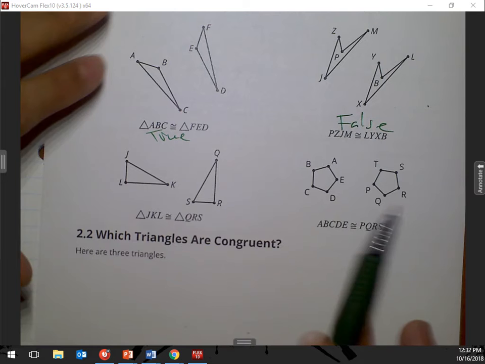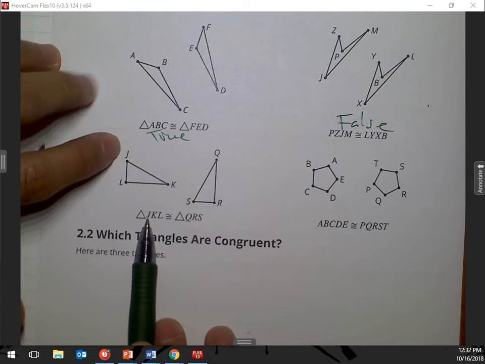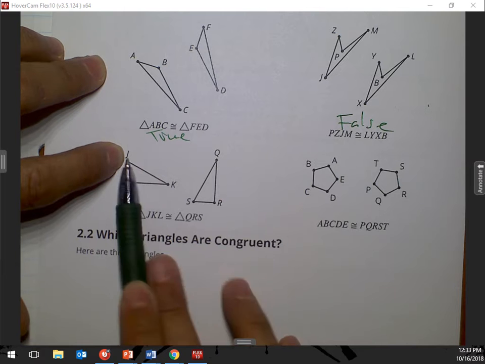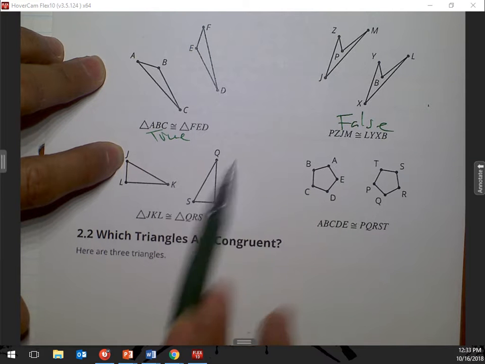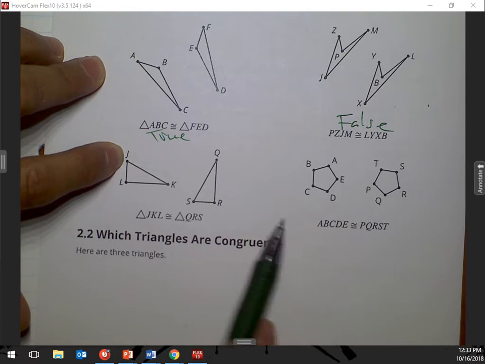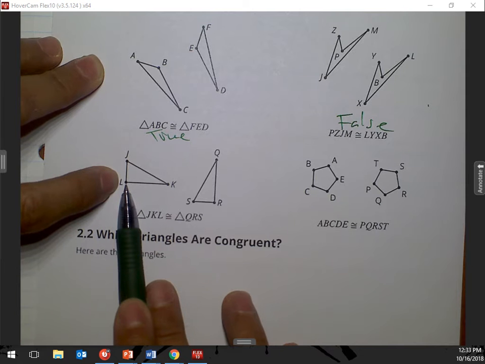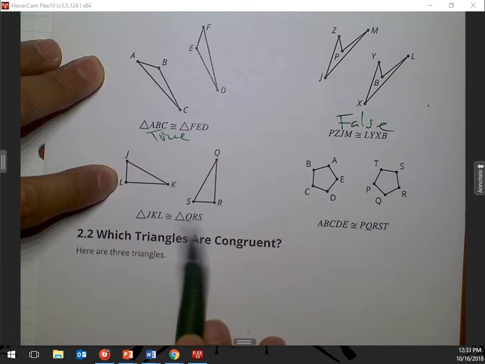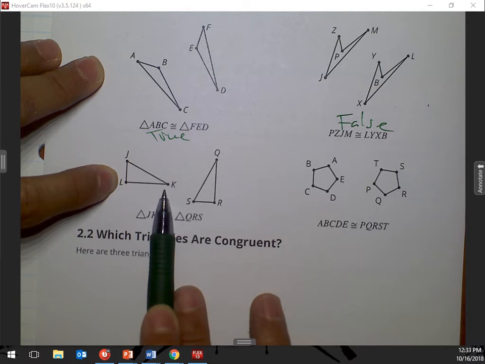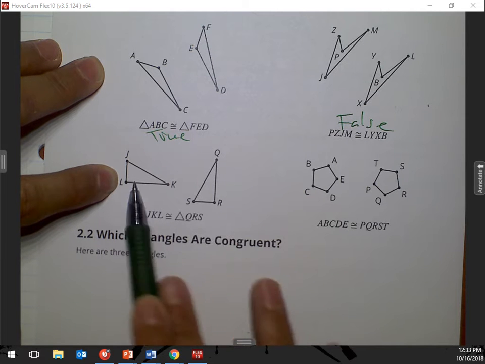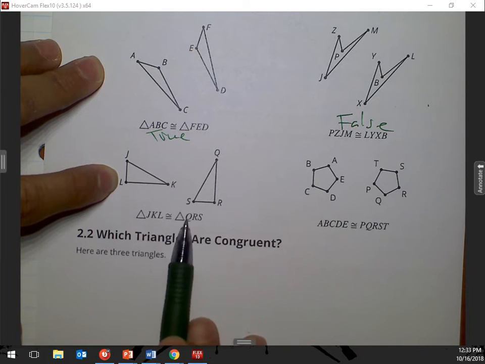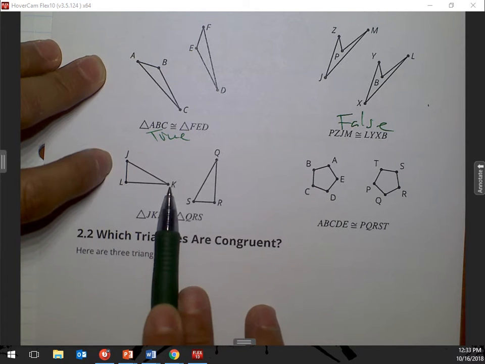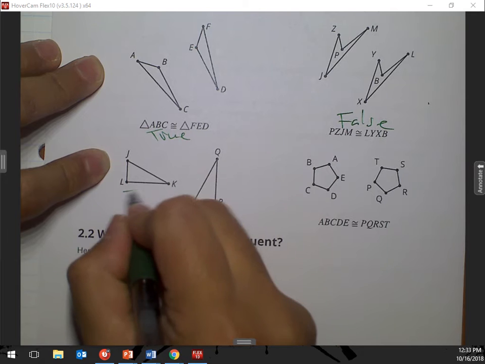Okay, so let's take a look here. It says J. What is J supposed to go with? Q. Uh-oh, J is supposed to go with Q. Are you sure it's Q? It's not S? Okay, let's look. What is L supposed to go with? R. L has to go with R. So are those right? No. So this one's going to be false because it doesn't line up correctly. Because if they are congruent, J has to go with S, L has to go with R, and K has to go with Q. This is also false.